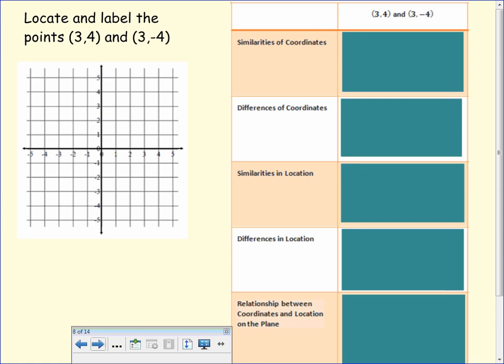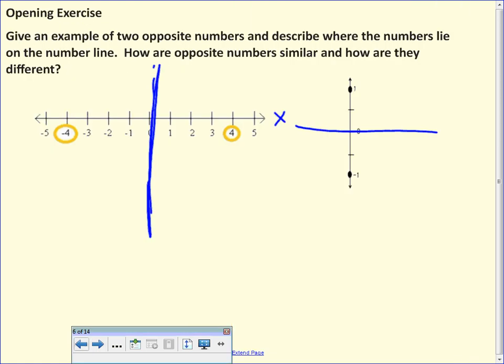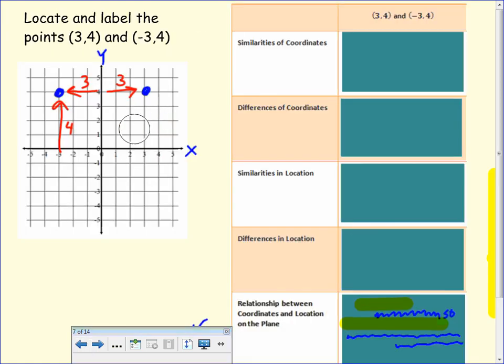So let's go back and look at the first picture we drew. Here were the 2 points. What was the same? Which one? The y coordinate was the same.